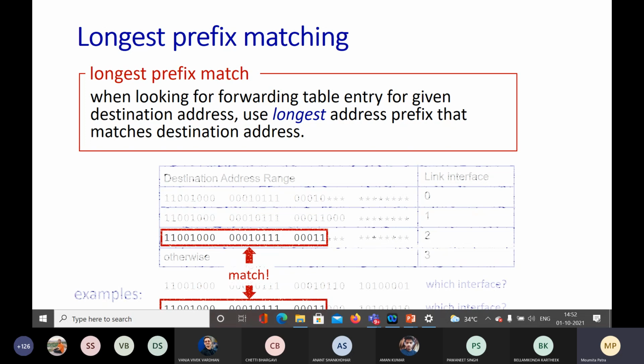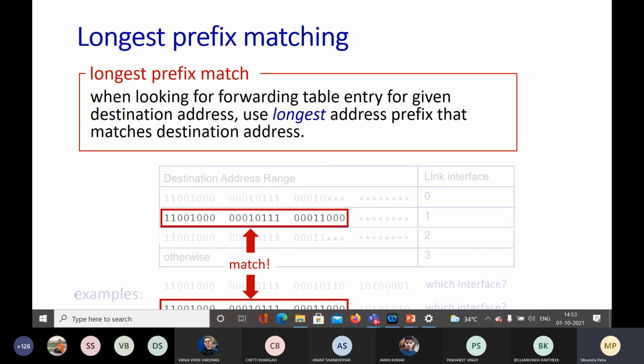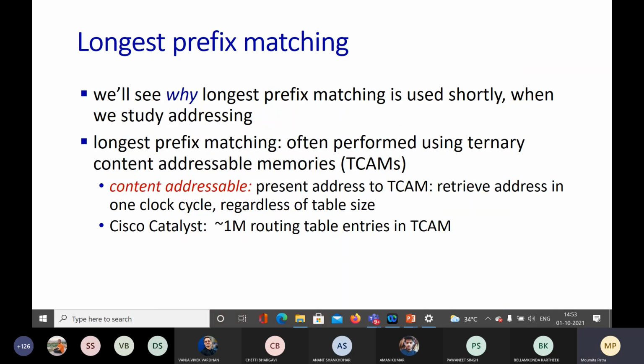So this is what I was talking about. This is also a match and that is also a match. I have already talked about this. Why we should use longest prefix match, we will see when we look at the IP addresses. But how do we take care of longest prefix matching?